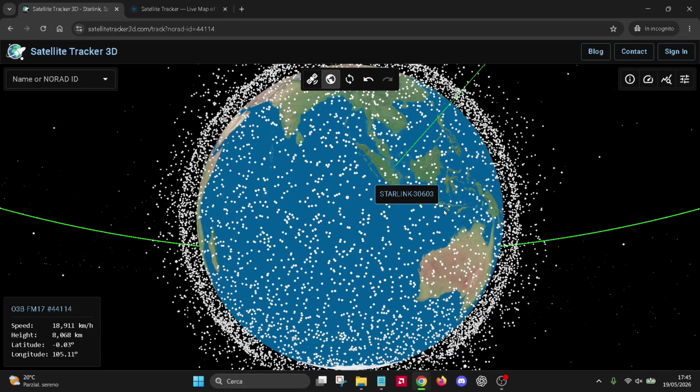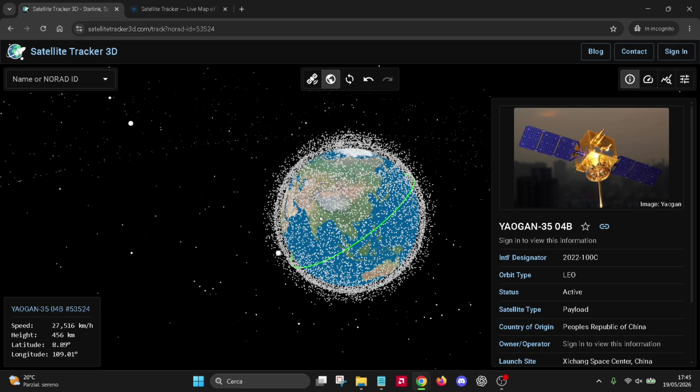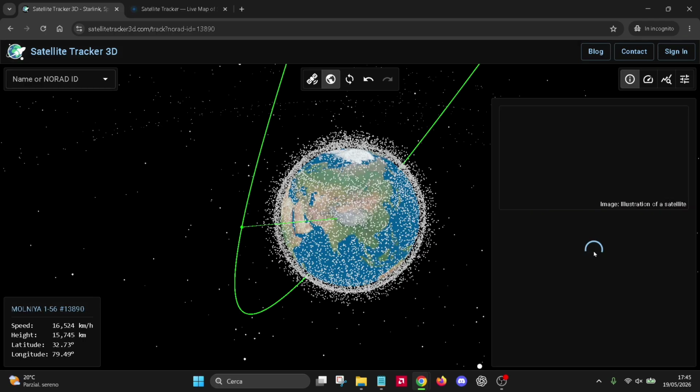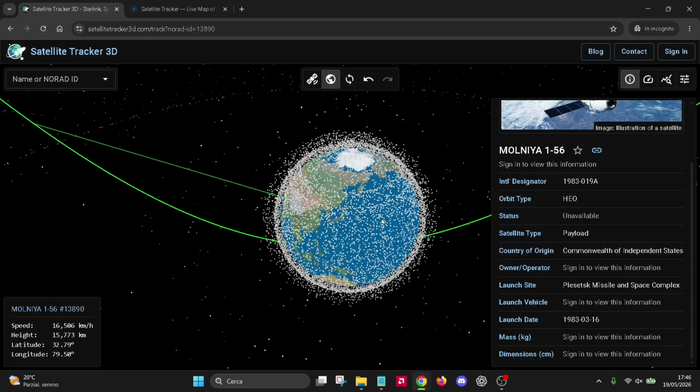Geostationary orbit, located approximately 35,786 kilometers above Earth, is particularly important. A satellite placed there appears fixed over the same point on the equator. This makes it ideal for telecommunications, broadcasting, and weather monitoring. Many of the satellites that provide television signals and meteorological imagery operate in this orbit.